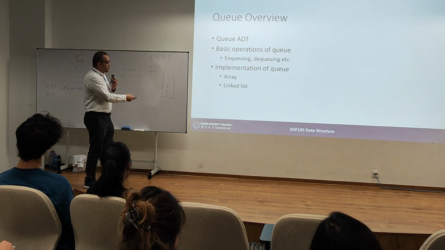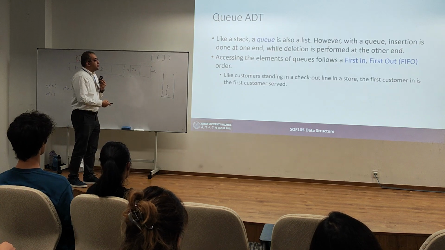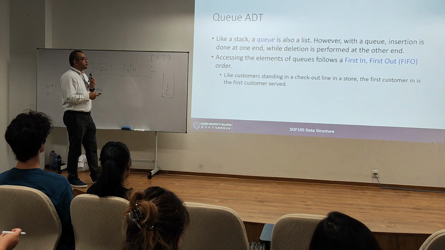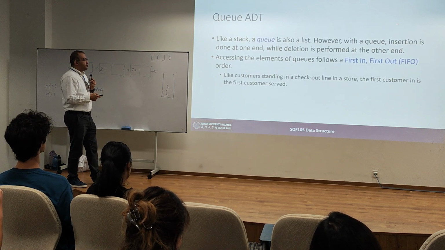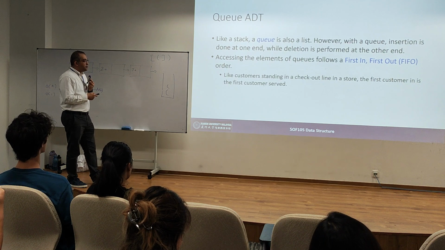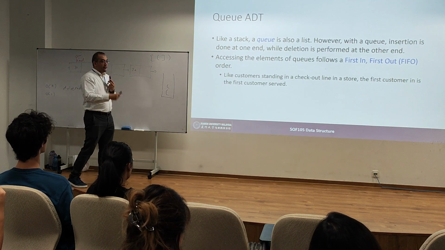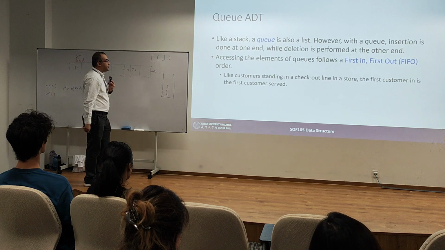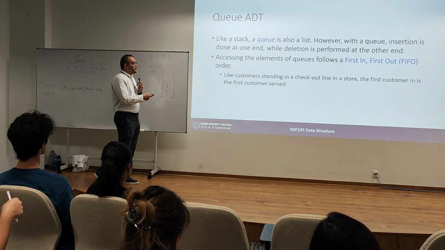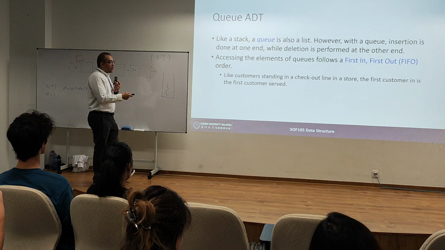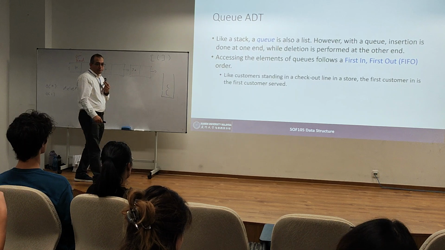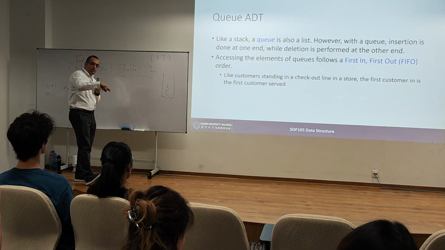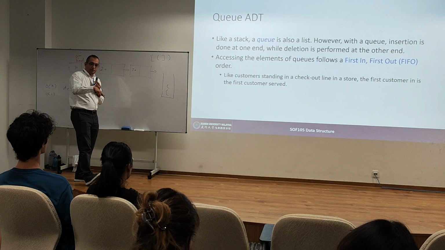Implementation is the same. We have array and linked list. So like a stack, a queue is also a list. However, with a queue, insertion is done at one end, while deletion is performed at the other end. Accessing the element of the queue follows first in, first out. The first one standing in the queue will be the first one to get the ticket, correct?